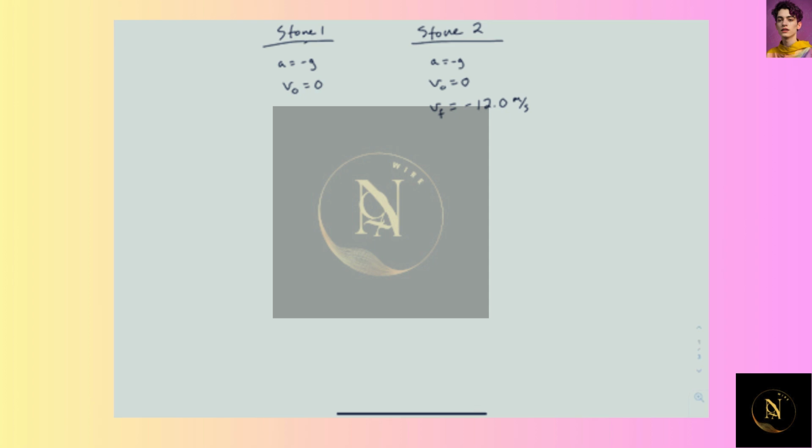And now I can figure out how far stone 2 has gone when it reaches that velocity by saying our final velocity squared is our initial velocity squared plus 2a delta y. I'm looking for delta y here, so Vf is 12, V0 is 0, and our acceleration is minus g, so I'll say minus 2 times 9.8 times delta y.